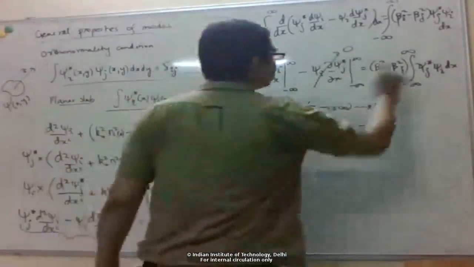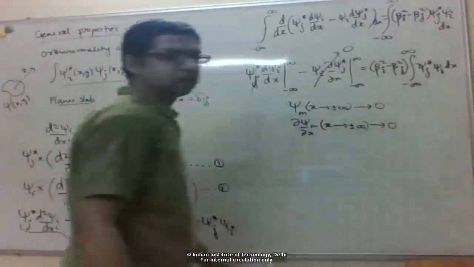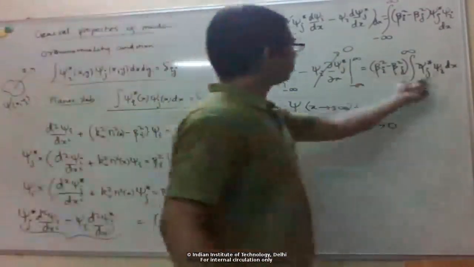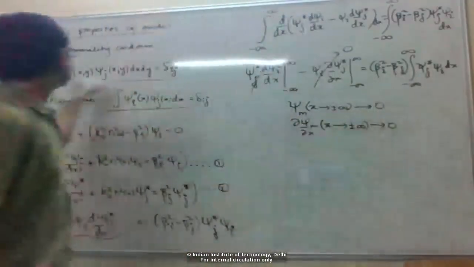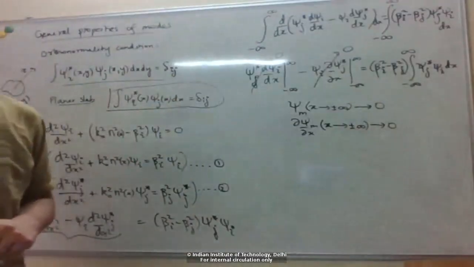So that means the right hand side is 0, right? So right hand side 0 means either beta i is equal to beta j, in which case i is equal to j, or this integral is 0 if i is not equal to j. So basically, this is the orthonormality, right?